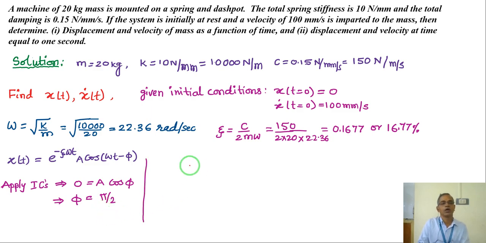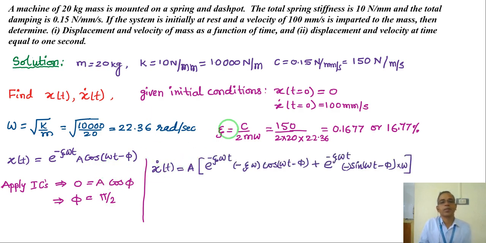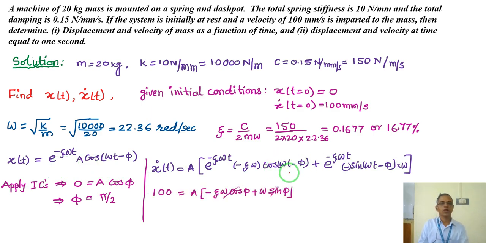Okay. Now, I have another initial condition. Velocity at t equal to 0 is 100 millimeter per second. So differentiate this displacement one time, using the product rule. This is one function, this is another function. So first function differentiation times the second function, then second function differentiation times the first function. So I got this differentiation, right?